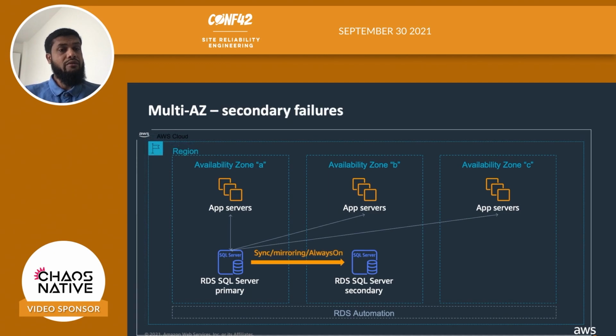So what happens if your secondary fails, like an instance level failure? That's fine, your application is still continuing to talk to the primary server, which is sitting in AZ A, and it will continue to do so. The application wouldn't notice anything. Once the secondary AZ instance recovers, it will start receiving the data from the primary server as it had before.